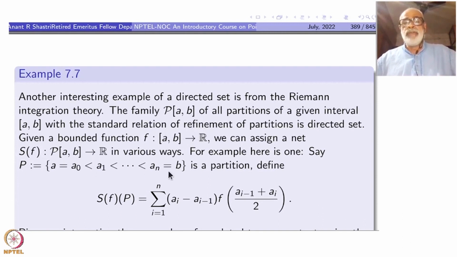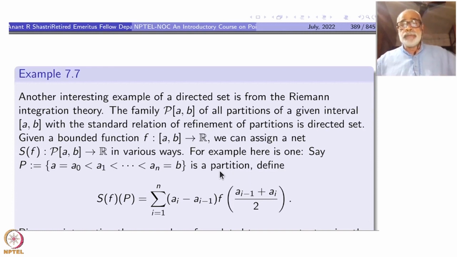Okay. A refinement of a partition, you know what it is, because if this is a partition, what is the refinement? You put some extra points in between. So that is a refinement. So if you have two arbitrary partitions, you can always get, by interlacing the points of one partition and another partition, a refinement of both of them, and so on, right?